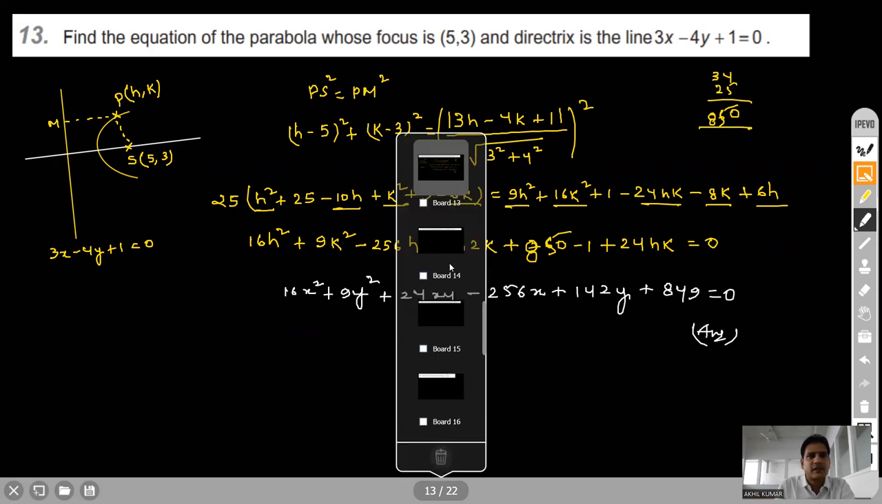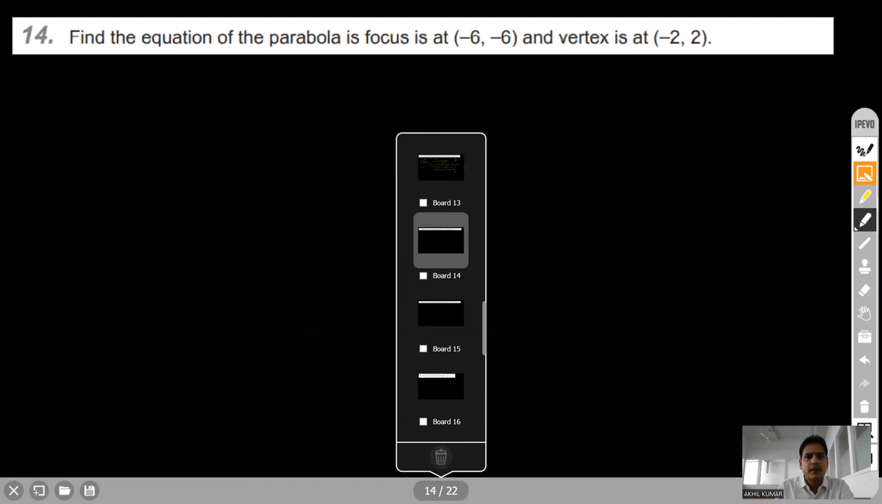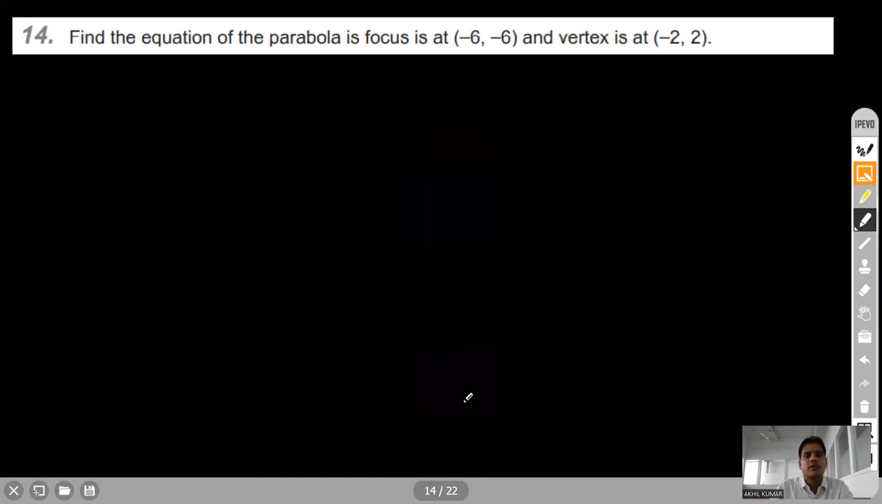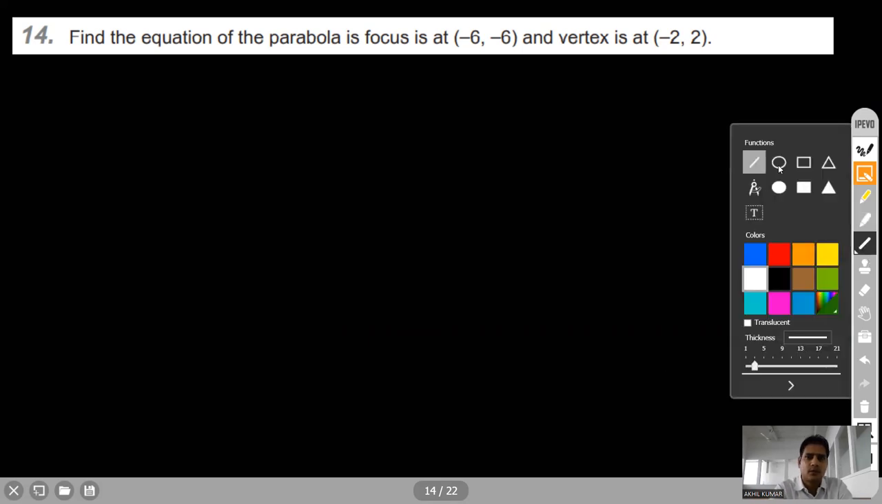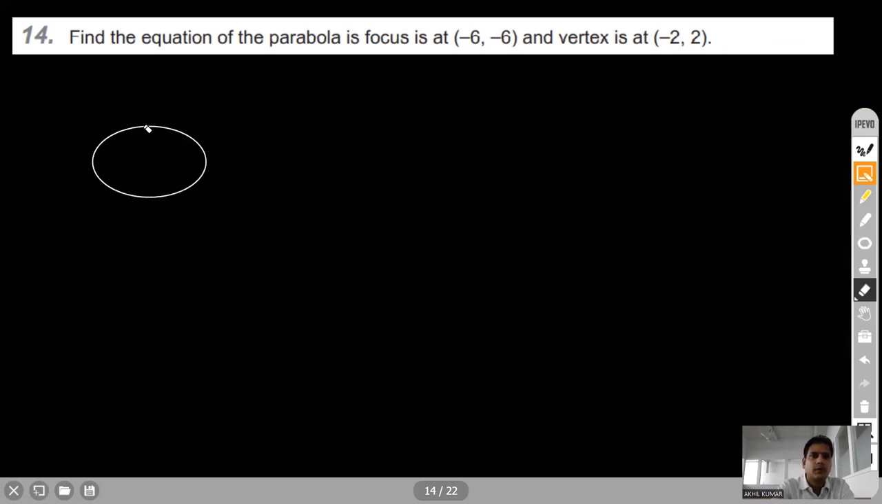And now let's check the next question, question number 14. It is saying find the equation of the parabola whose focus coordinates are this and vertex coordinates are this. Means we have the coordinates of this focus and vertex, and we need to find the equation of the parabola. So, look. This will be our directrix.